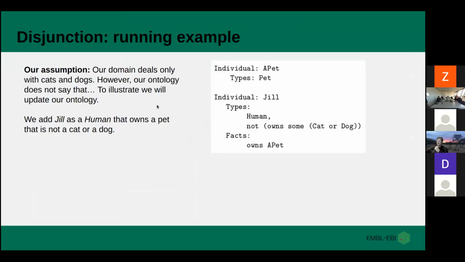Okay, so for the next example I'm adding some additional individuals. I want to add the individual that we call a pet. We won't say what kind, we just know it's a pet. We add an individual called Jill, which we'll say is a human. And then we will say that she doesn't own cats or dogs, and then we'll say she owns a pet.